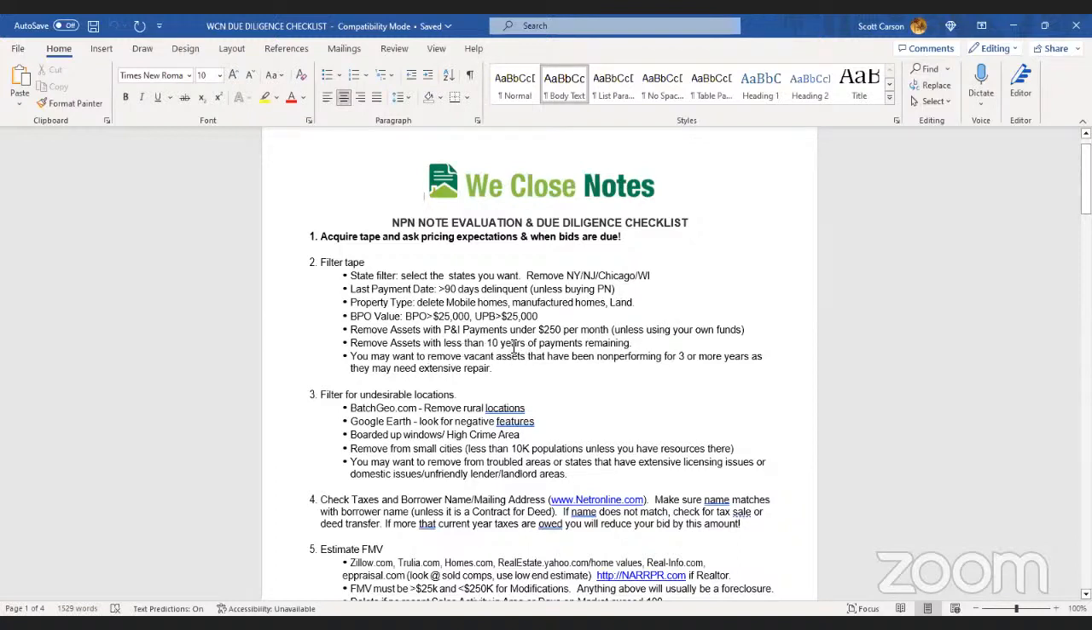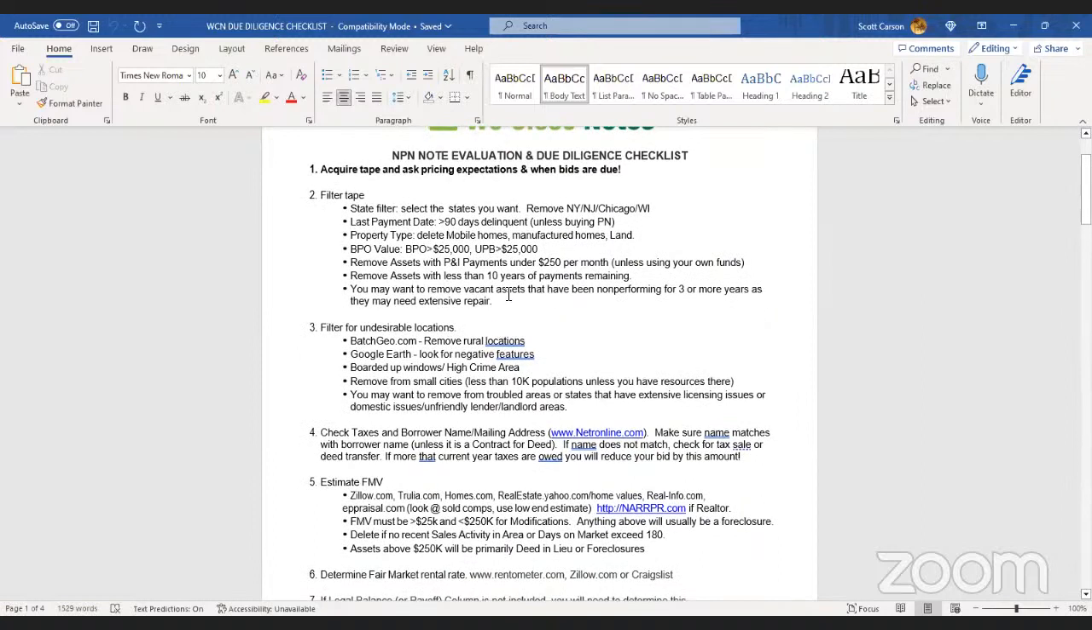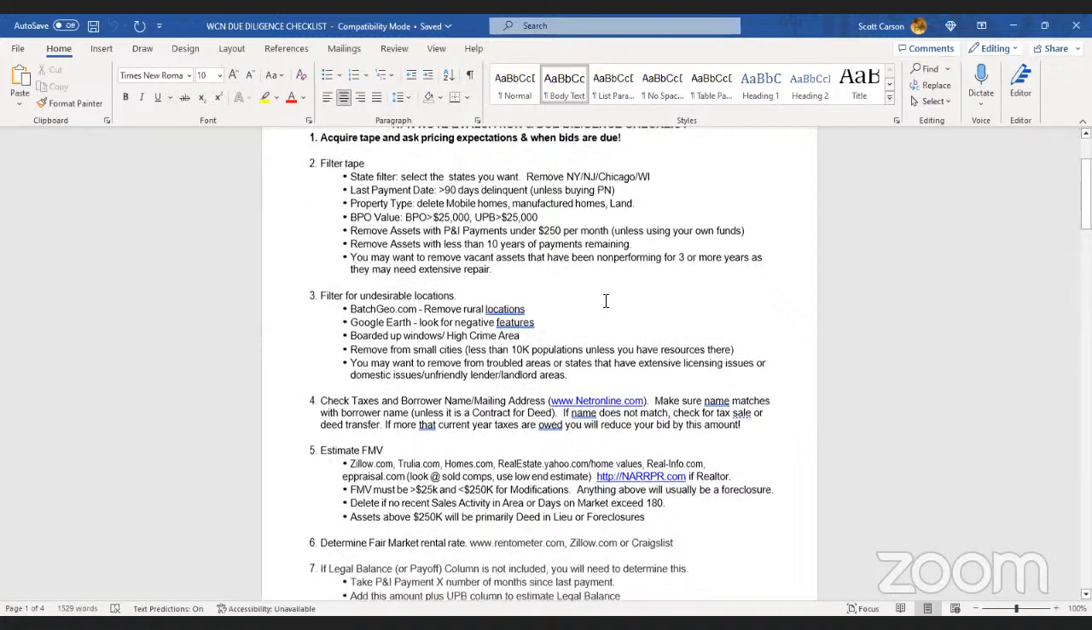I also like to get rid of assets with less than 10 years of payments remaining, just because it's a lot of principal being bought down there. It's harder, if you're in the last 10 years of a 30-year mortgage, to bring on somebody to fund your deals. Unless you're getting such a huge discount, you really got to run your amortization tables to make sure everything's good. You may also want to remove vacant assets that have been non-performing for 3 or more years, as they may need extensive repair. Especially vacant assets, like I said. You're not usually going to have somebody in there that you can get reperforming.